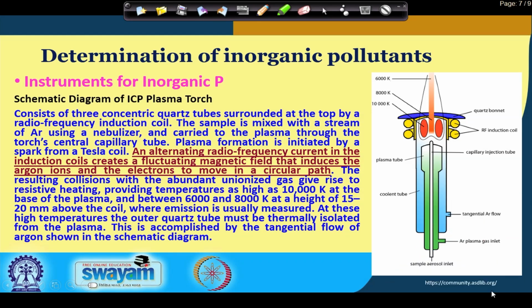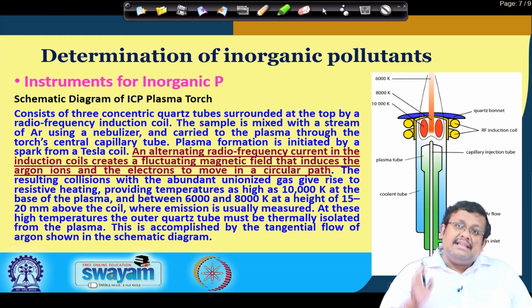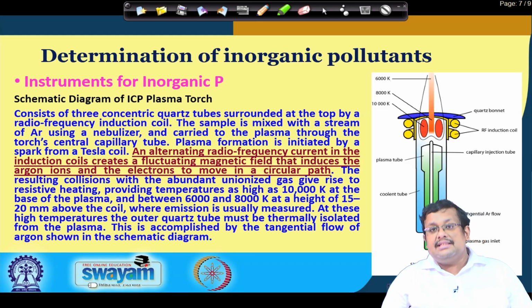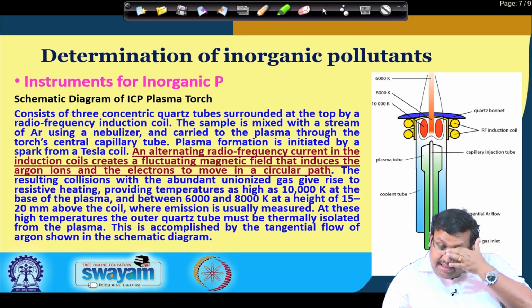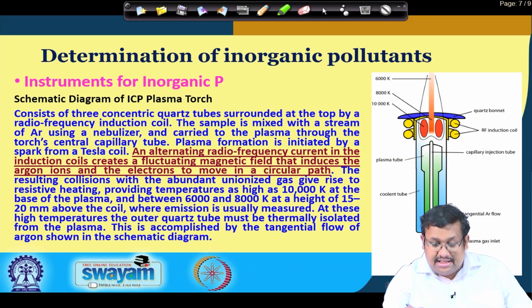Now, why is it called ICP? Why is it called inductively coupled plasma? To understand the reason behind this name, we have to see the schematic diagram of the ICP plasma torch and how it operates. So, this picture basically shows the diagram of the ICP plasma torch.